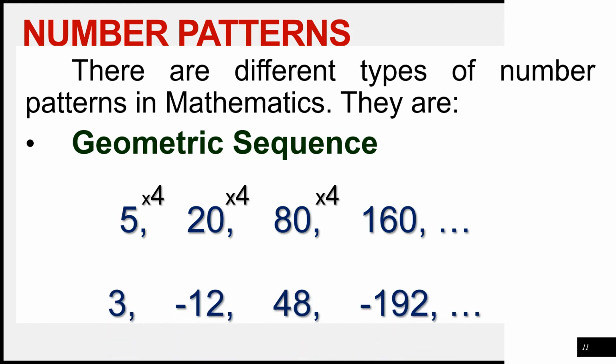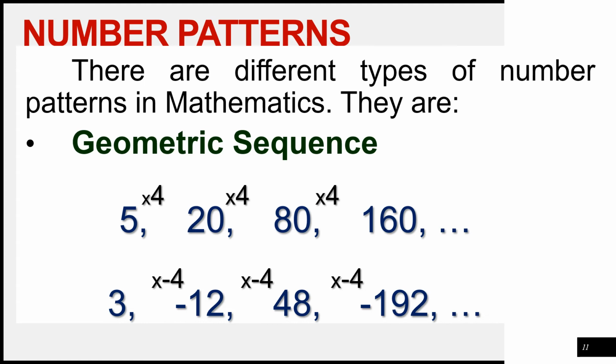Here's another example. We have 3, negative 12, 48, and negative 192. For you to get the common ratio, you will have to divide negative 12 by 3. And the answer is negative 4. So that means 3 times negative 4, you got negative 12. Negative 12 times negative 4, the answer is positive 48, since multiplying integers with the same sign is equal to positive. Then we have 48 times negative 4 is equal to negative 192, and so on.